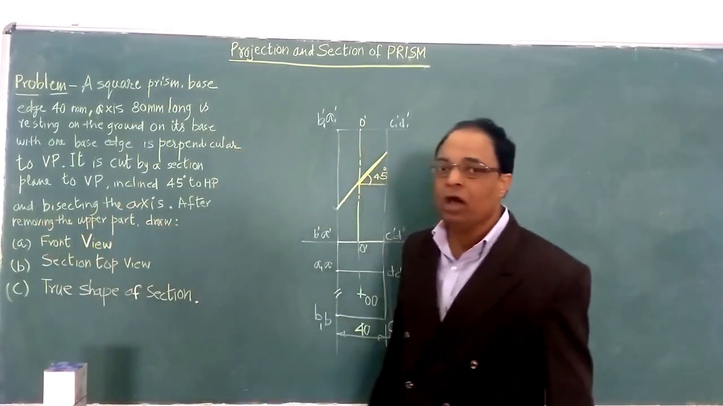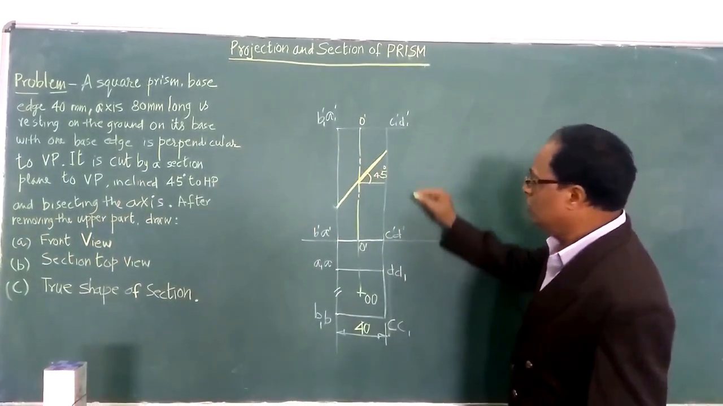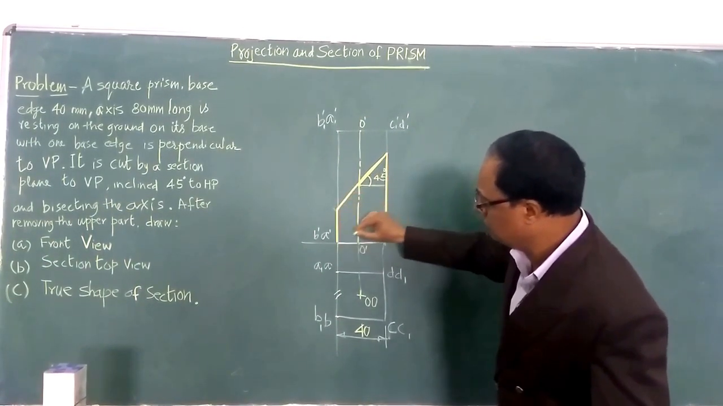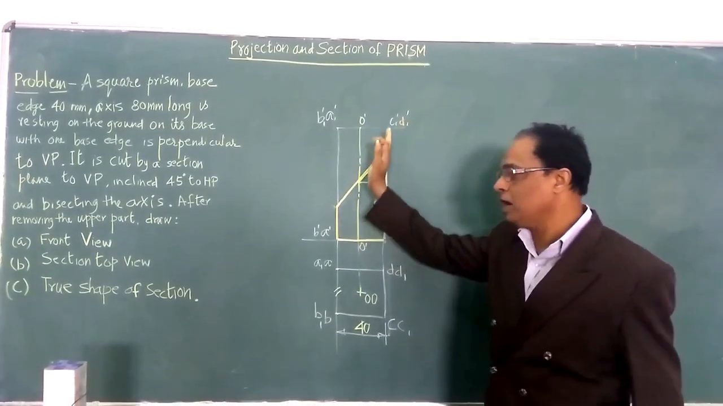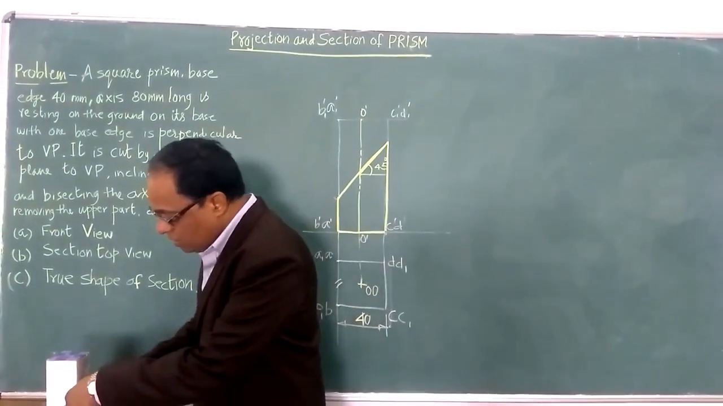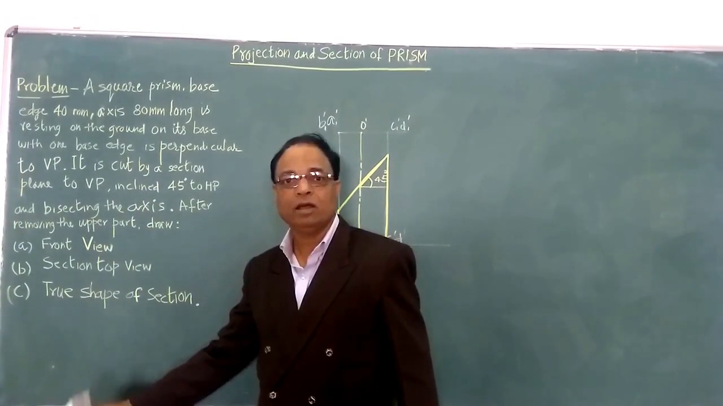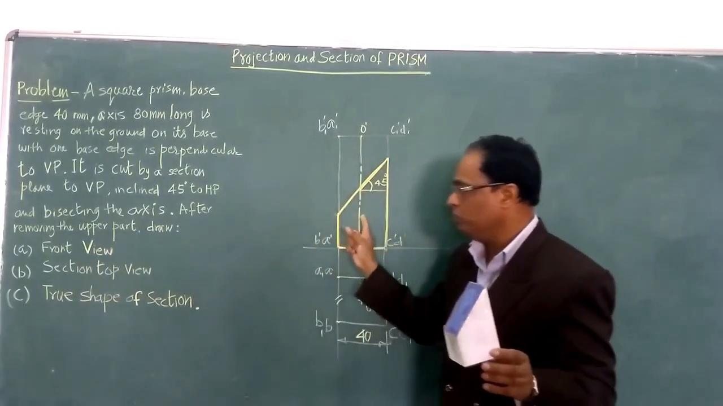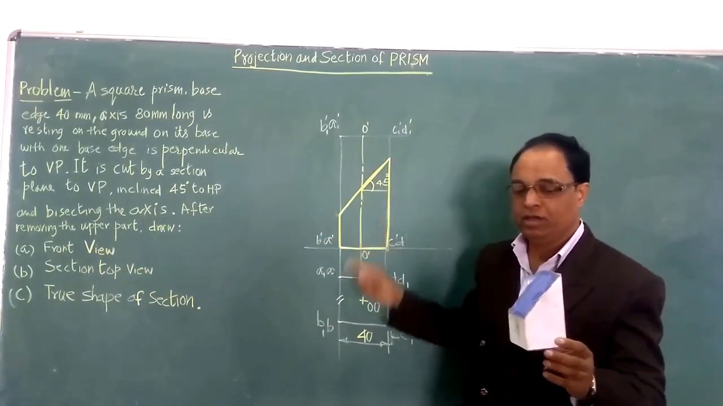After removing the upper part, draw the lower part by thick line. We are going to remove the upper part. The upper part is removed. Please see here, the upper part is removed. This is answer number one, the sectional front view.